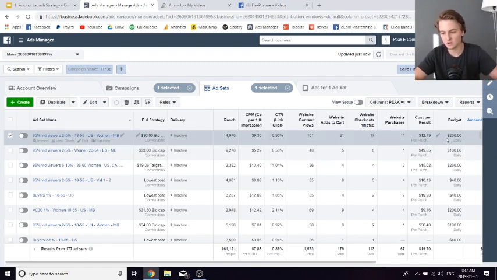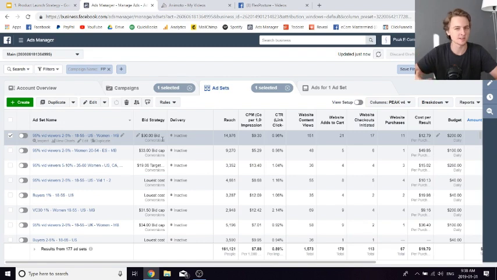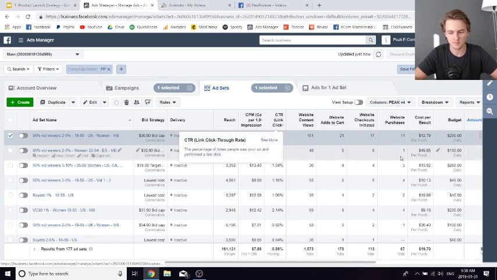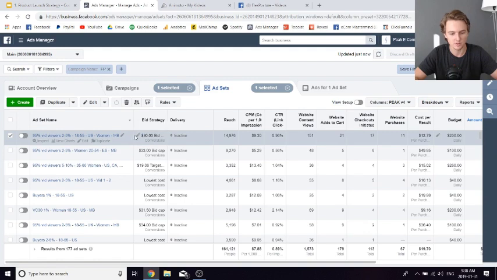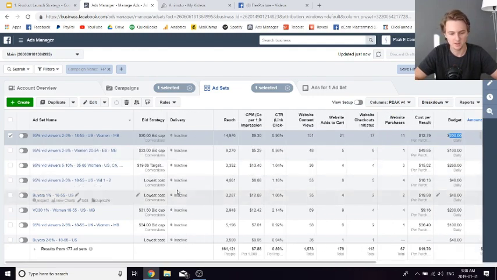With a budget of $200, you really don't need a bid cap because it's just not high enough of a budget that Facebook is going to blow through it super quick. So if you have a $200 budget, this bid cap probably didn't make a difference. A bid cap is the same bidding strategy, right? It's still lowest cost. The only difference is that you set a bid cap of the max you're willing to pay. But the lowest cost bidding strategy probably didn't bid over $30 anyways with a budget of $200. And so I would have gotten these same results probably without a bid cap.